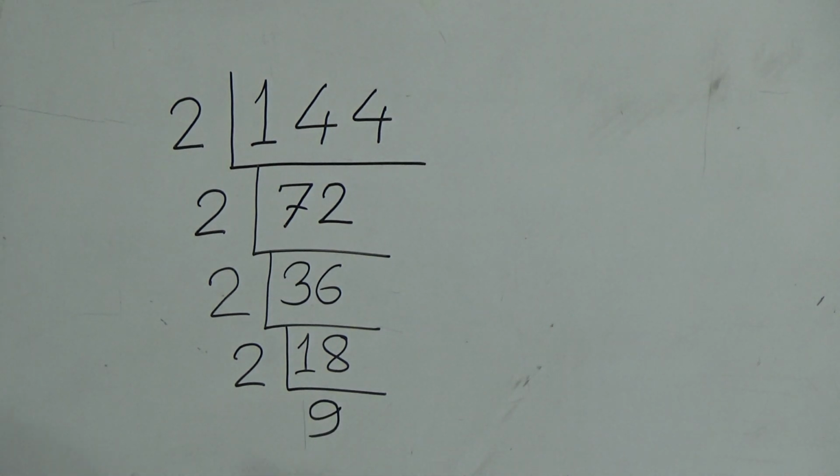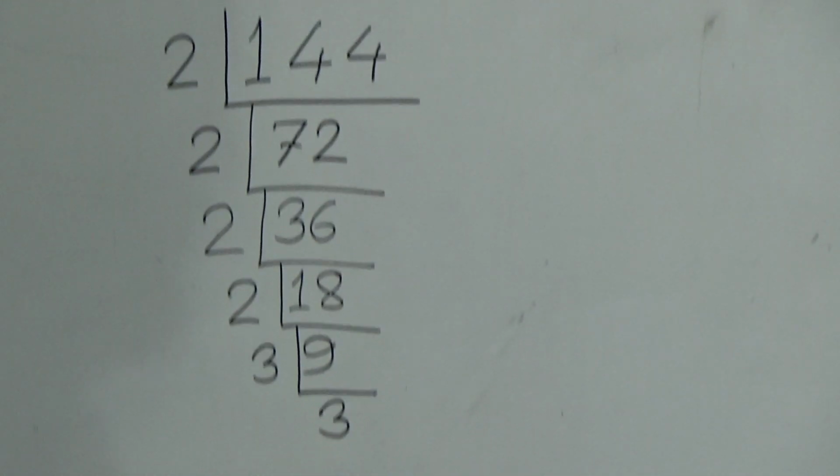After that, my dear students, we should divide 9 by some prime number, but 9 is not an even number, so we can't divide 9 by 2, but we can divide 9 by the prime number 3. If we divide 9 by 3, we will get 3, because 3 goes 3 times in 9.